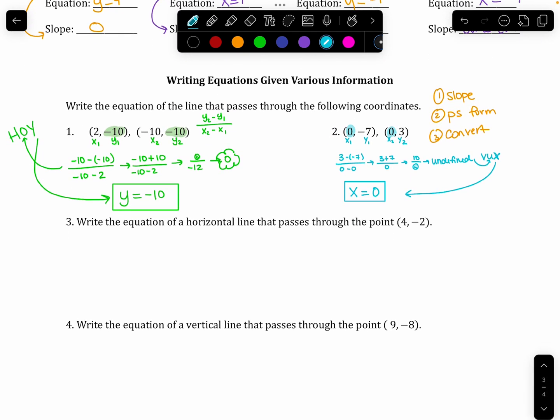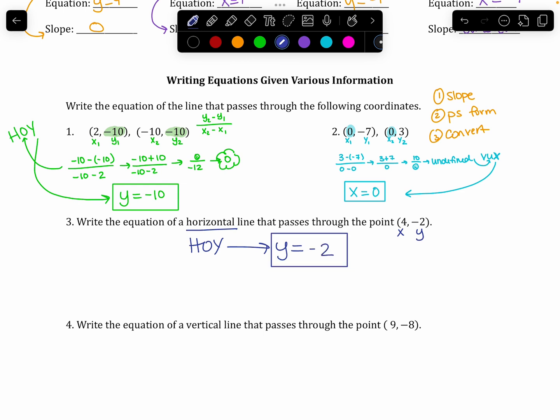All right, number 3 says, write the equation of a horizontal line that passes through the point 4, negative 2. Because it is a horizontal line, we are going to write Hoy. Hoys mean that my equation has to be y equals. So when you look at your coordinate, you want the y value. This is your x value. This is your y value. So our equation will be y equals negative 2. I got that because the y value was negative 2.